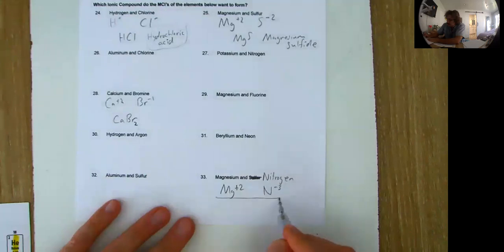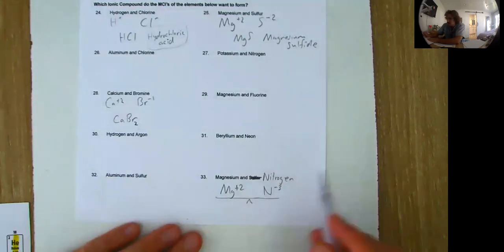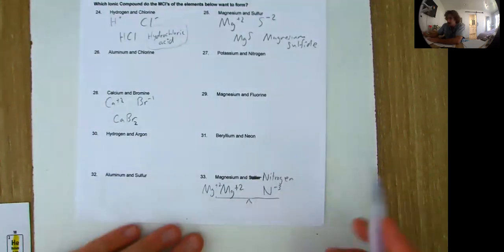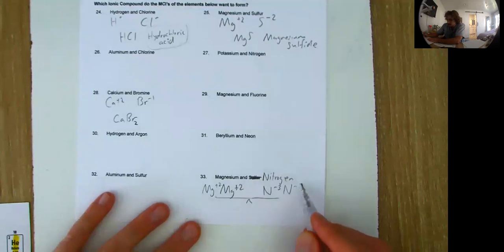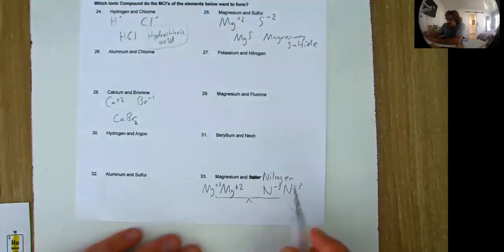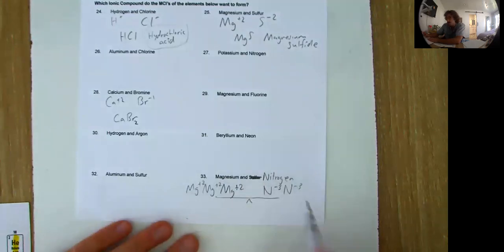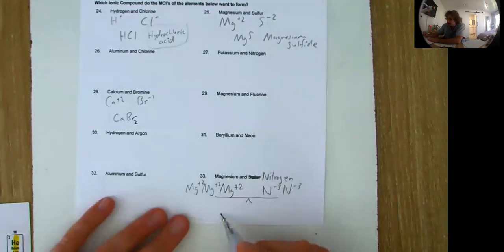Do the charges balance? Do they balance on a little balance beam? No, they don't. Nitrogen is winning right now. So magnesium's got to call over one of his friends. Well, look what happened here. Now the magnesiums are winning. Nitrogen's got to call over one of his friends. Oh, look what happened here. Nitrogens are winning. Magnesium's got to call over one of his friends. And now it's a fair fight with 3 magnesiums and 2 nitrogens. So the formula looks like this, Mg3N2. And that's how you do ionic compounds.